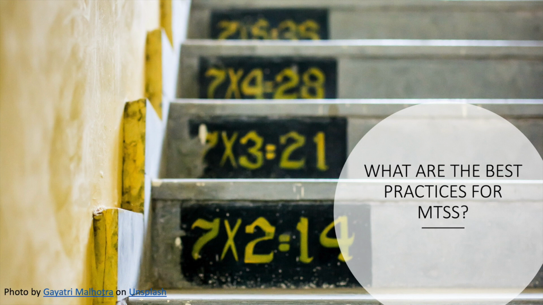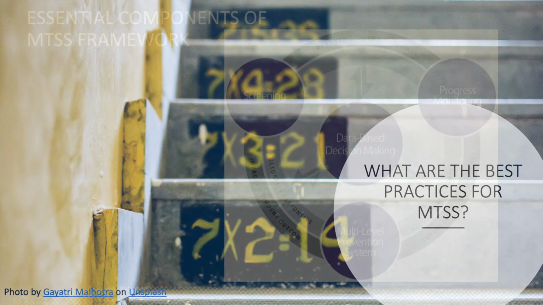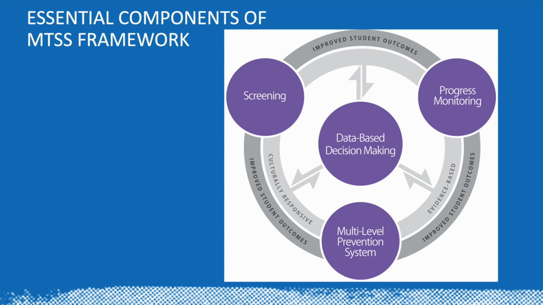What are the best practices for MTSS? This is a very high overview. This is taken directly from the National Center for RTI, really thinking about what are the essential components. And so you'll see at the center that data-based decision-making. That should be driving all decisions, whether or not students receive additional supplemental instruction across the tiers. Differentiation in the classroom, thinking about all those pieces.